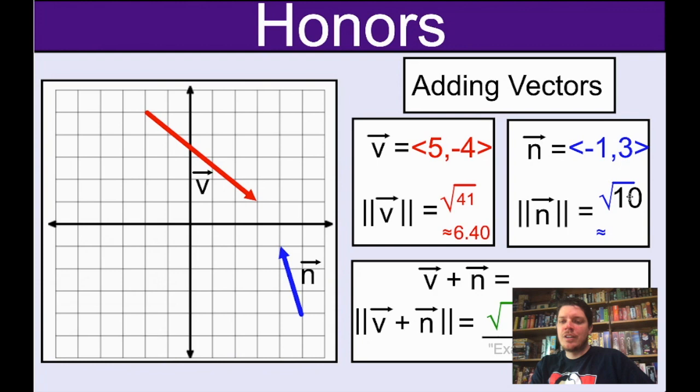Let me use my calculator really fast. Square root of 10 is 3.16. That's the approximate length. All right, now that's going to become helpful for us in just one second as we look at adding the vectors together. Okay, now two ways to think about adding vectors together. We could think of the components, and we got to think about the picture. So if we're adding these together, let me go ahead and show you.